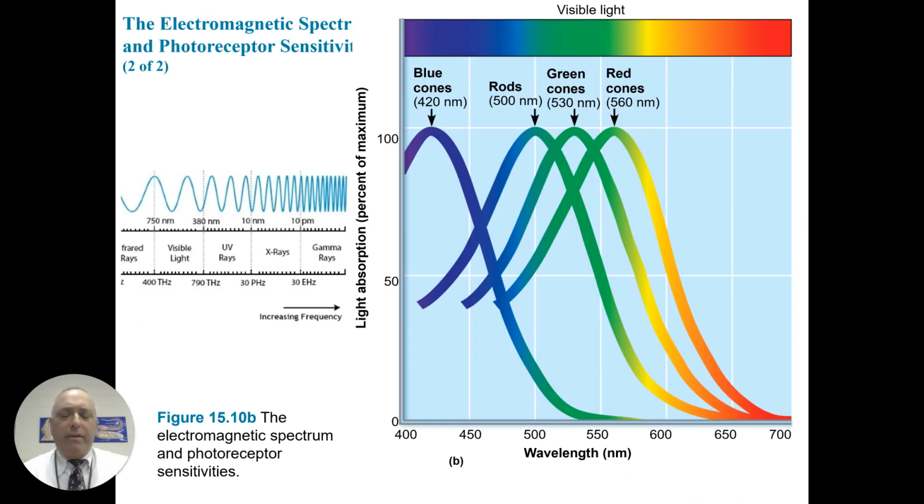Okay, so the rods and cones absorb light at different wavelengths. So the rods absorb light around 500 nanometers, a pretty broad spectrum. And then you have three cones. You have blue cone, green cone, and red cone. So those are your primary colors of light. And so each cone would detect a different wavelength.